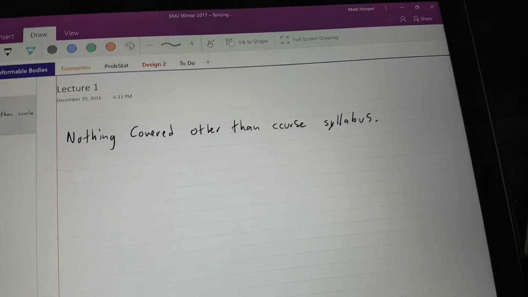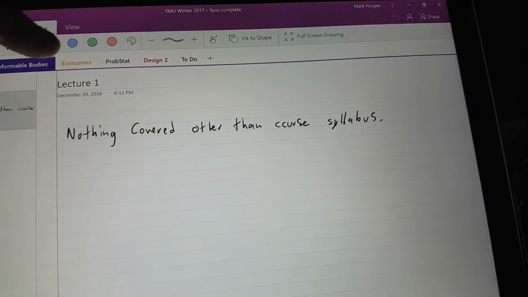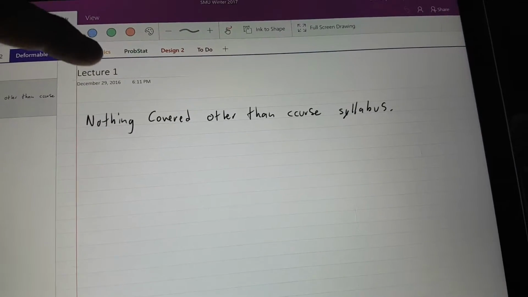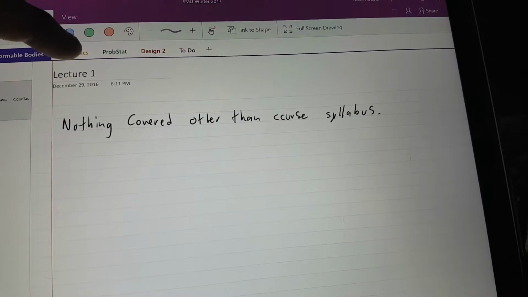Deformable, there's nothing covered other than the core syllabus this week. Now, I plan to read over and review lesson 1 in the book, because that's our first lecture, and I'm rusty on statics, I know that much.